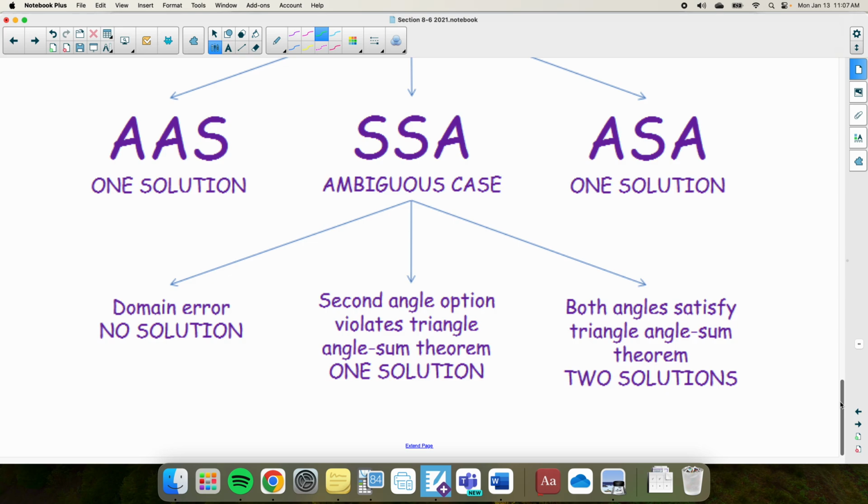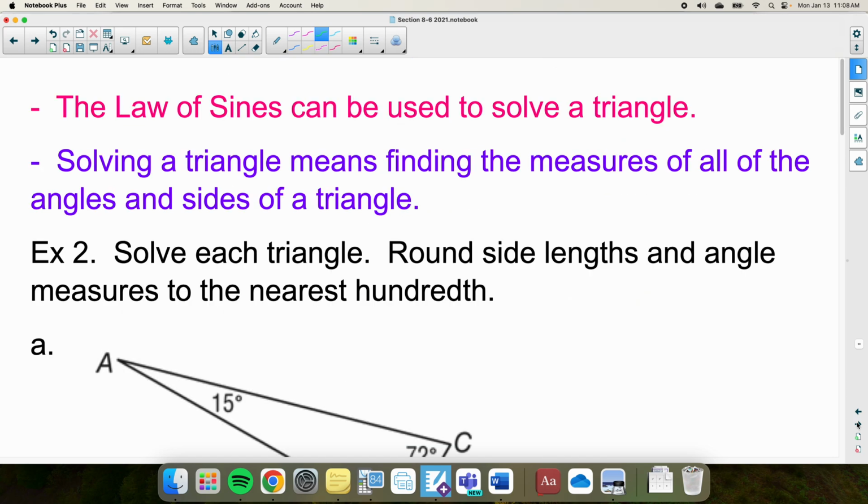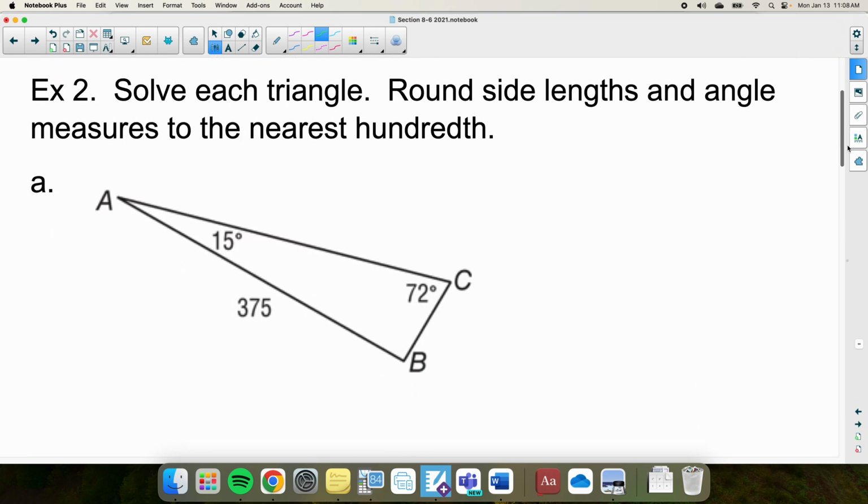So we're gonna just do angle side angle and angle angle side, and in both of those cases we're gonna have one solution for the triangle. Okay, so let's go here, and now when they say solve each triangle, that means you're finding the 3 missing things again. So each of these problems are going to have 3 answers.